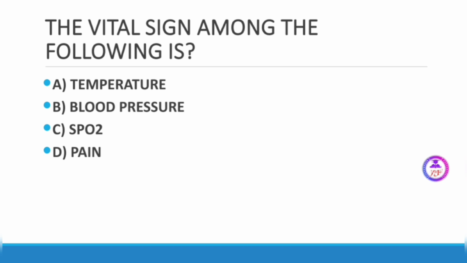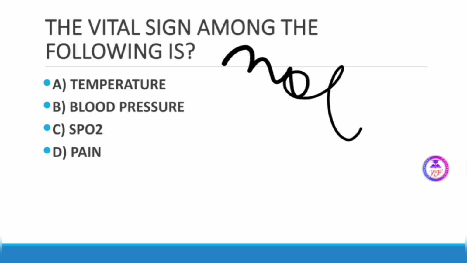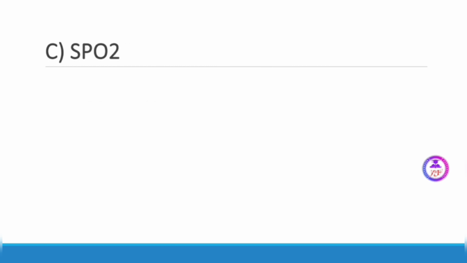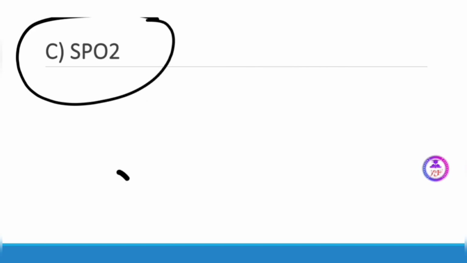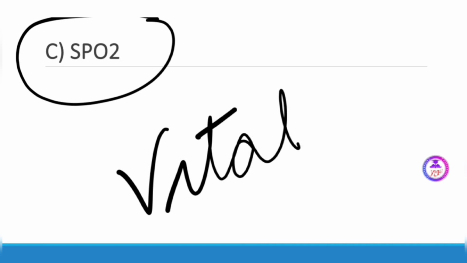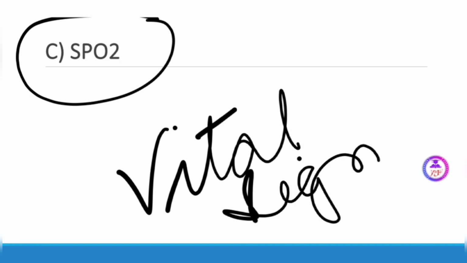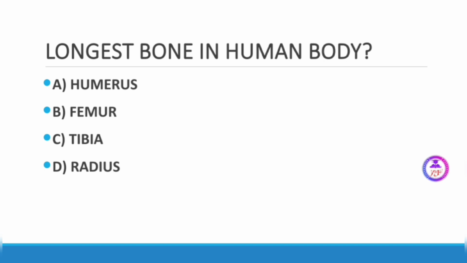The vital sign among the following is, the vital signs are temperature, blood pressure, and pain is the fifth vital sign. So here the question should be the vital sign among the following. Which one is not the vital sign? So answer is SpO2 is not the vital sign. Though it is one of the sign, but it is not the vital sign.